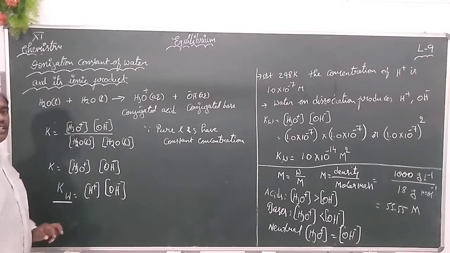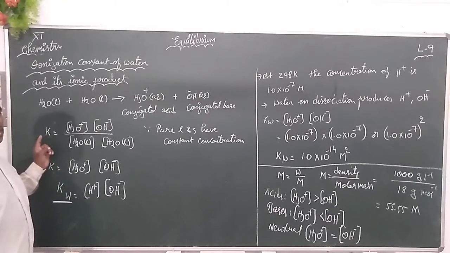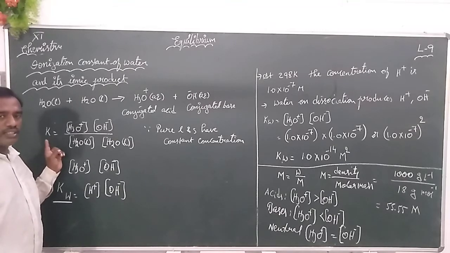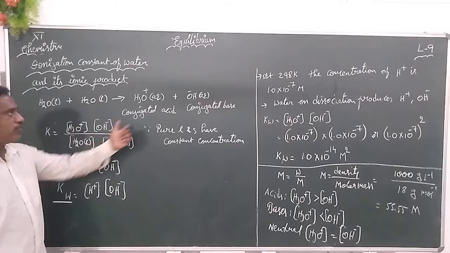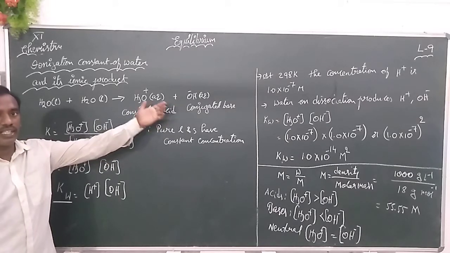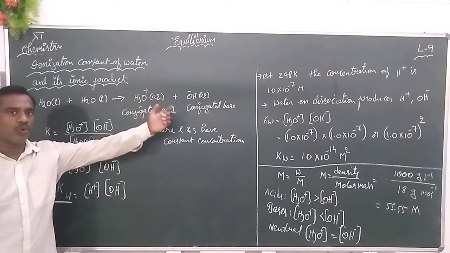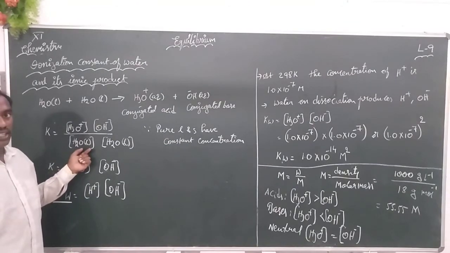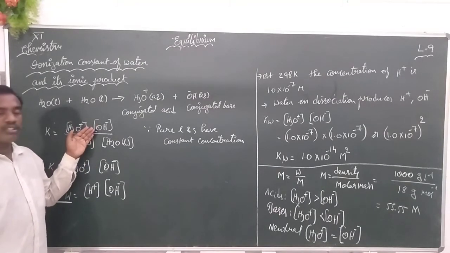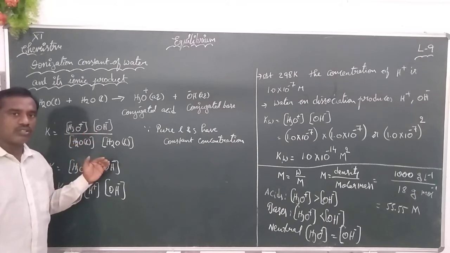In order to calculate this Kw, we start with the equilibrium constant: the concentration of products upon the concentration of the reactants. What are the products here? H3O plus is a product, OH minus is a product. What are the reactants here? Both H2Os are in the liquid state. So it is the concentration of the products upon the concentration of the reactants.